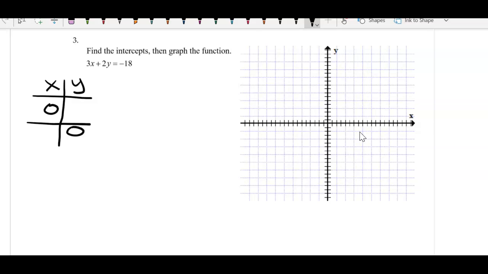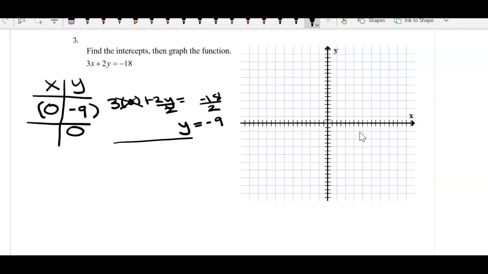Okay, so if we look at this one first, I'm putting 0 in place of x. So I've got 3 times 0 plus 2y equals negative 18. And so that's just gone, and I just have 2 to divide by. But y equals negative 9. So this is the y-intercept, but we want to write it as an ordered pair. Do you see that this is the ordered pair, 0, comma, negative 9? When x is 0, y is negative 9.